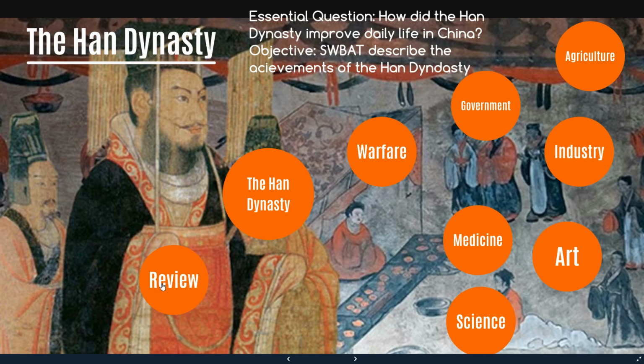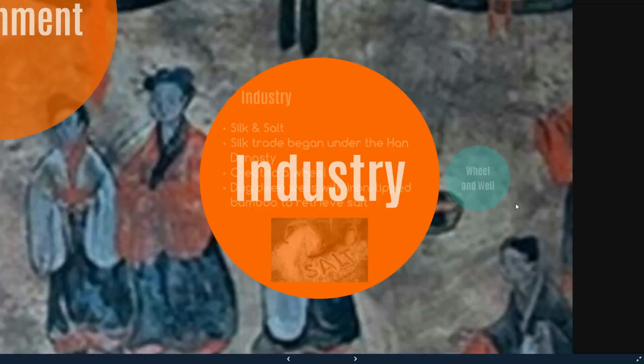Okay. They're going to review the Han Dynasty and the chapter, talk about the Han Dynasty. Then they're going to talk about the different ways that they discussed that improved people's lives in the government. They're going to talk about warfare, government, agriculture, industry, art, medicine, and science. So let's go to industry.